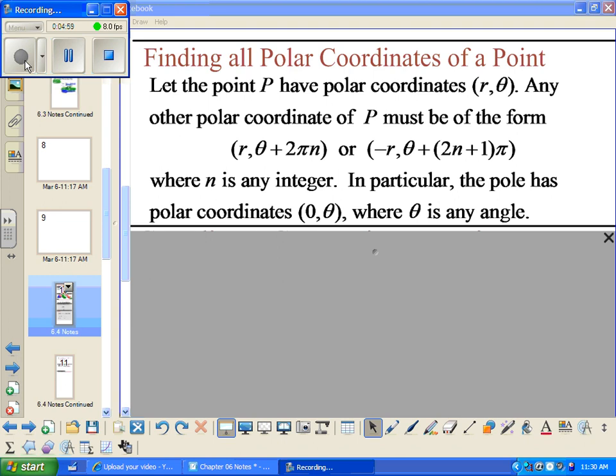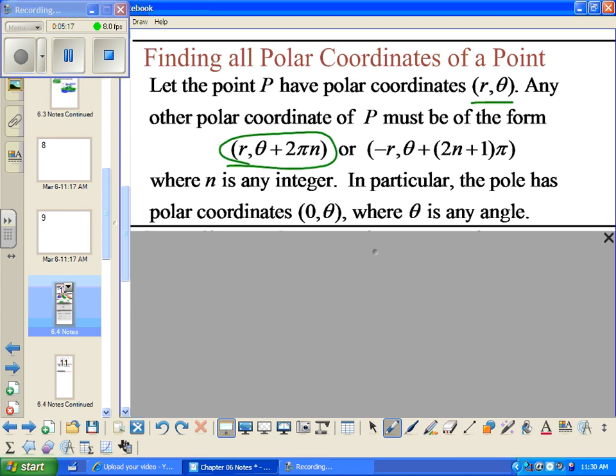Some more notes here. If we're trying to find all polar coordinates of a point, let P have polar coordinate (r, theta). Any other polar coordinate of P must be in the form (r, theta plus 2 pi n), where n is an integer, because if (r, theta) is a point that we want, then if we go all the way around the circle, we have to add 2 pi or subtract 2 pi from that. In so doing, we get back to the same point. So that would represent all the other ways of writing that in that same form.